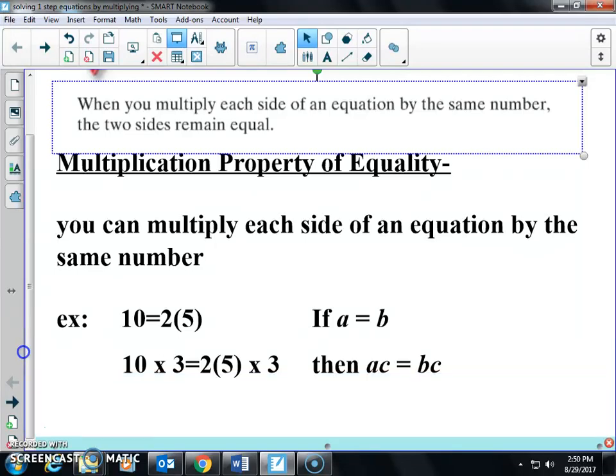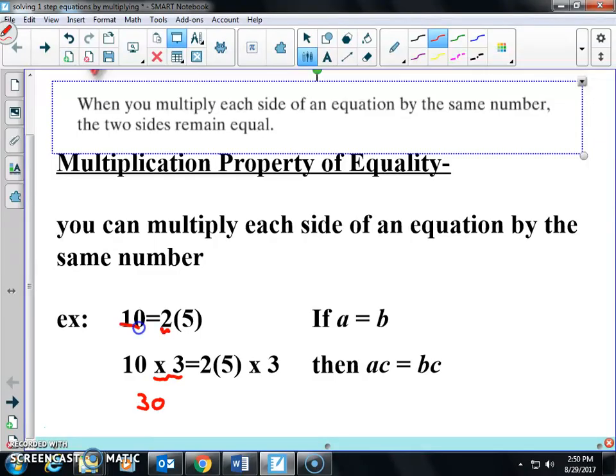So in our two examples that I have written on the board, the first one says 10 equals 2 times 5, or 2 groups of 5, and that makes sense. So all I did is I came along and I said, well, on this side where there's 10 pounds, if I multiply that by 3, I'll have 30 pounds.